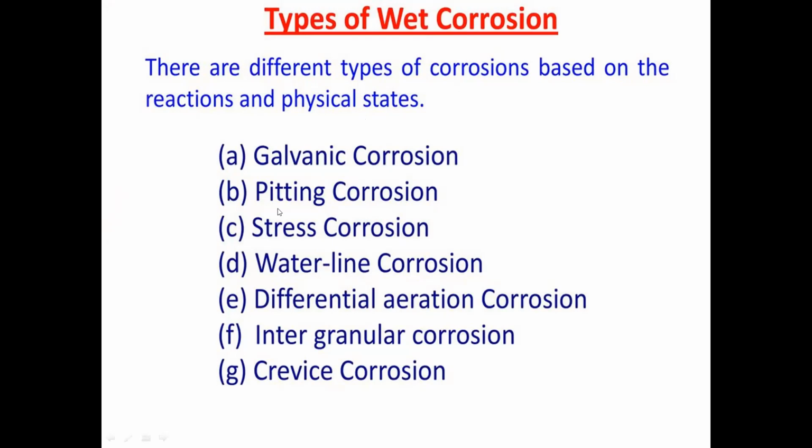Second is pitting corrosion. Third is stress corrosion. Fourth is water line corrosion. Next is differential aeration corrosion. Next, intergranular corrosion. And last is crevice corrosion. Again, there is also microbial corrosion, etc. So these are the different types of wet corrosion.